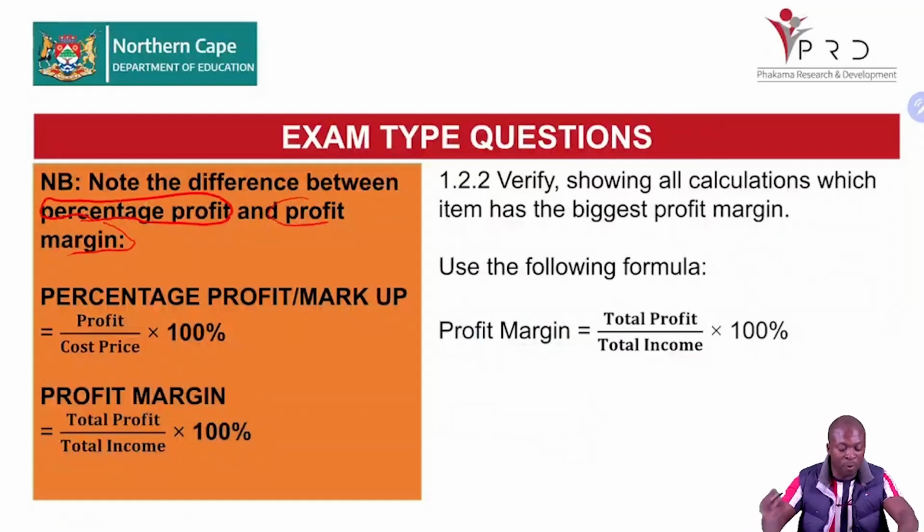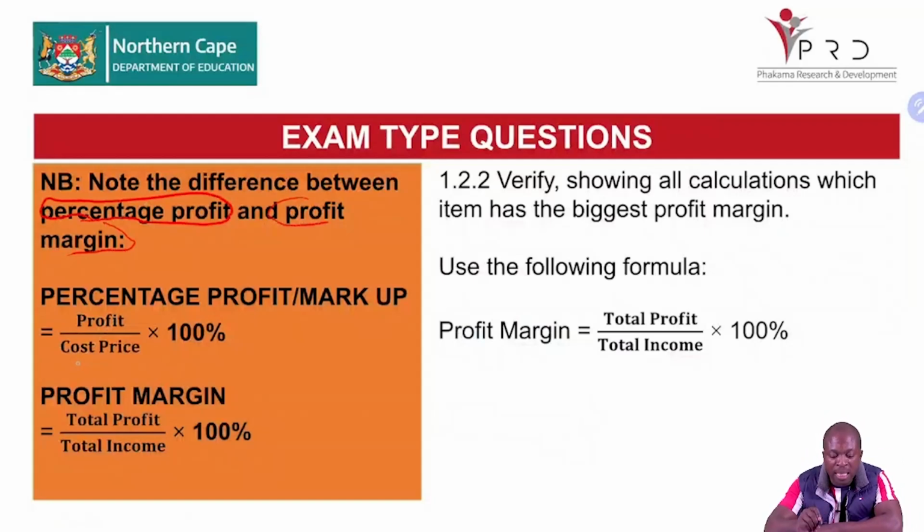So look at the formulas that I've given to you here. Percentage profit is equal to profit over cost price. That's the one that we call new minus old divided by old times 100. That is called percentage profit. If you talk of profit margin, then it is the profit over the income. It's no longer new minus old over old. It's the profit over the income times 100.